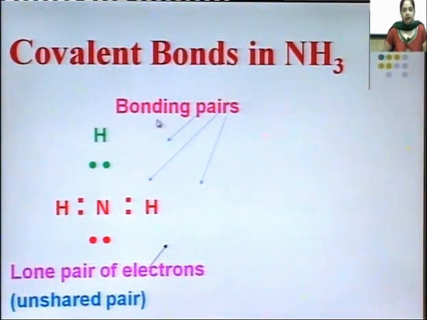Covalent bond in ammonia, NH3. These are bond pairs, and these are lone pairs. Lone pairs are unshared pairs, which means they do not take part in bond formation.